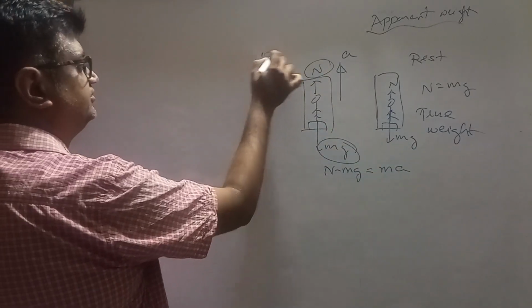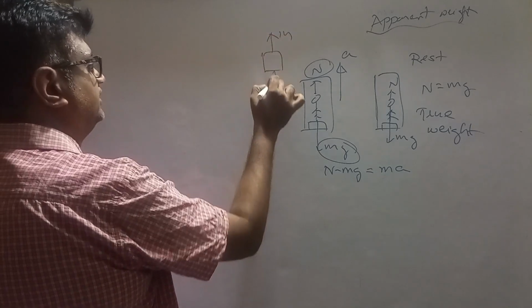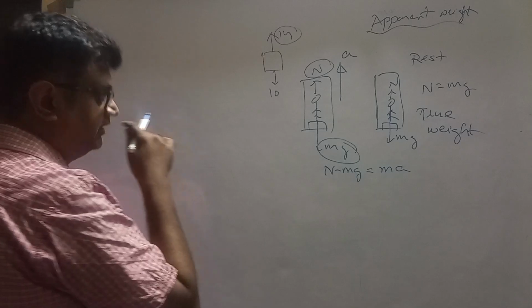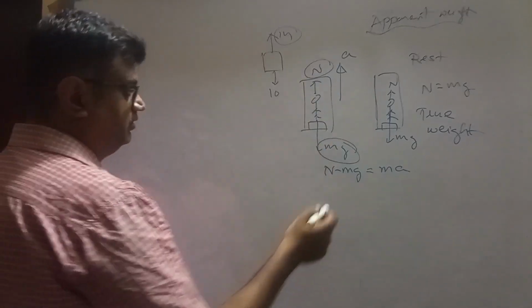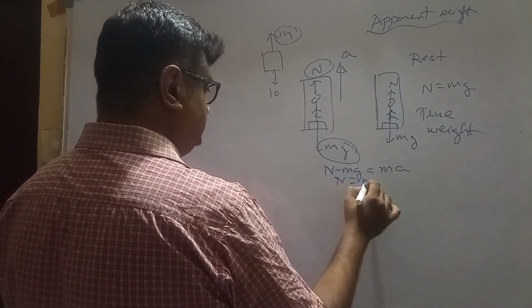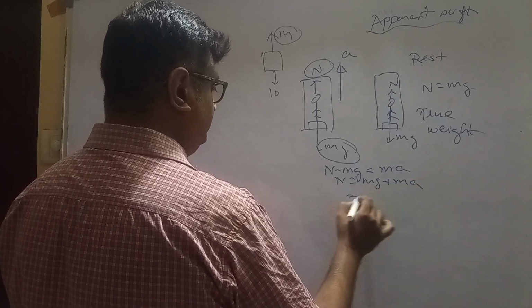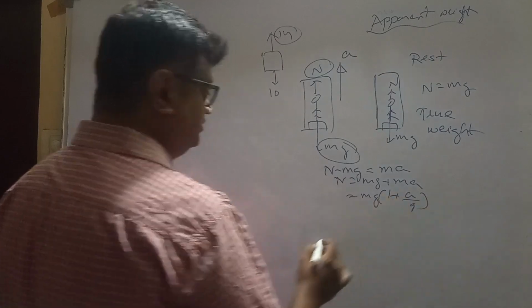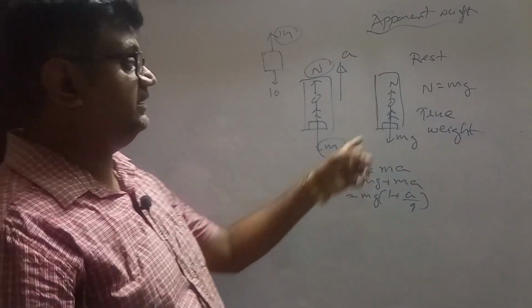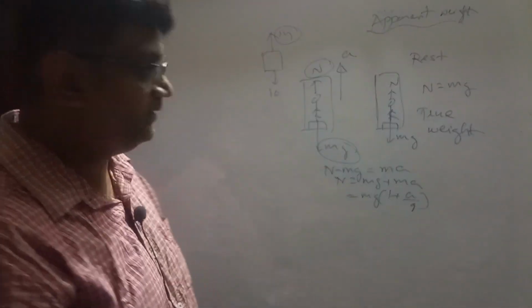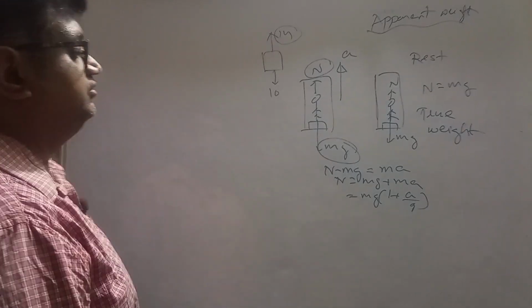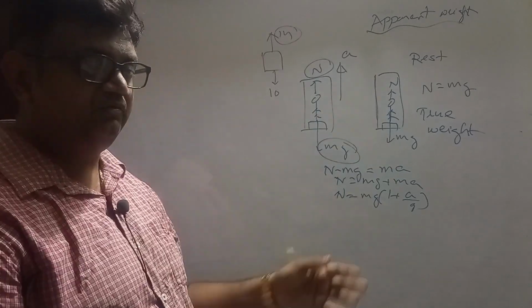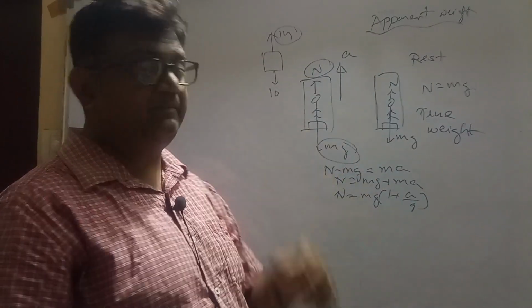Suppose you don't understand this. Suppose here 14 newtons are there, here 10 newtons are there. Which force is bigger? This one. So the block will go in the upward direction. Here only symbols we have put. So N is equal to mg plus ma. If you rearrange the terms, it will be mg into 1 plus a by g. You will see more reading in the weighing machine. So this is the formula also you can remember. When the lift is going up with an acceleration, you will see more reading in the weighing machine.